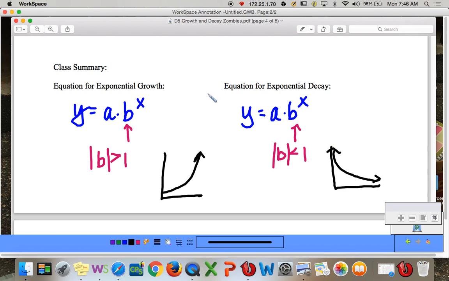So there's our first day of exponential growth and decay, kind of just looking at this word problem and figuring out the growth and decay rates.